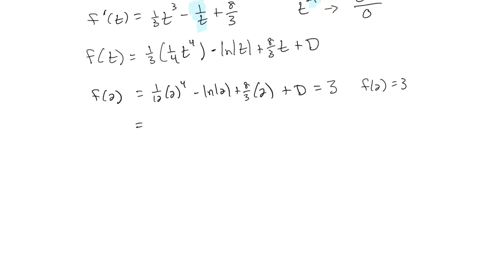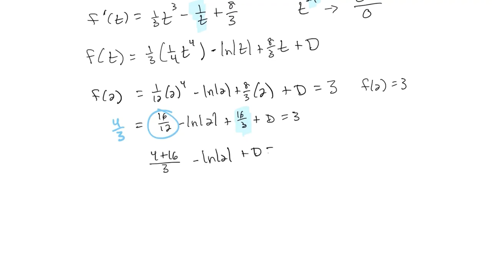So I'm going to have 2 to the 4th is 16. So I'm going to have 16/12. Of course, I could reduce that, and I will in a moment. And then I have 16/3 equals 3. So 16 over 12 becomes 4/3. So what I have here really is 4/3, and I'm going to get a common denominator with the 16/3, which of course it already has a common denominator there, right? So I have 3, and then I have the 4/3 plus 16/3. Then I have minus ln of 2 plus d equals 3. So I'm going to go ahead then and add the ln of 2 to the other side.